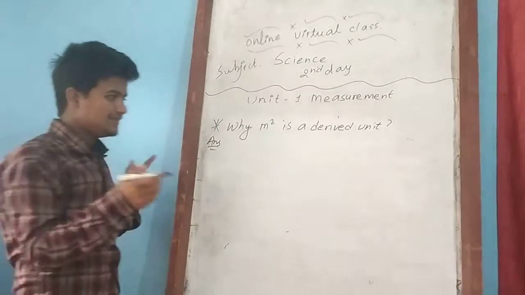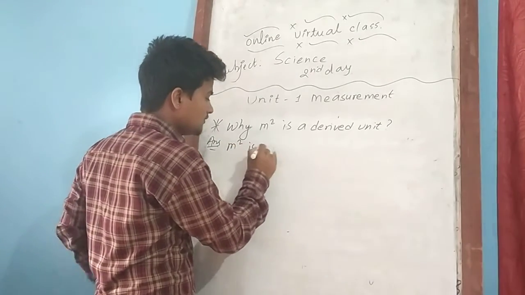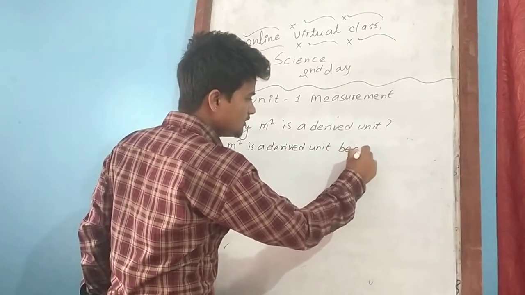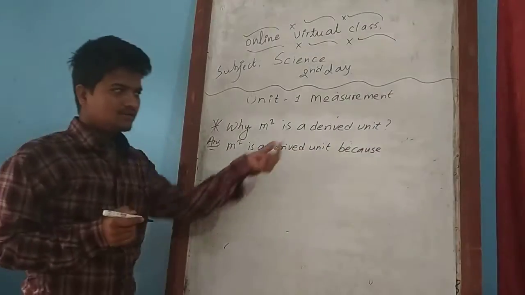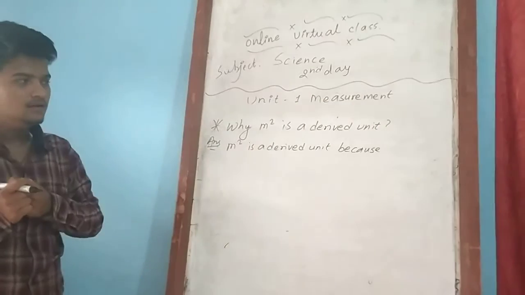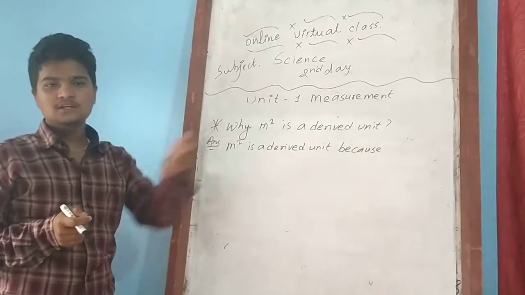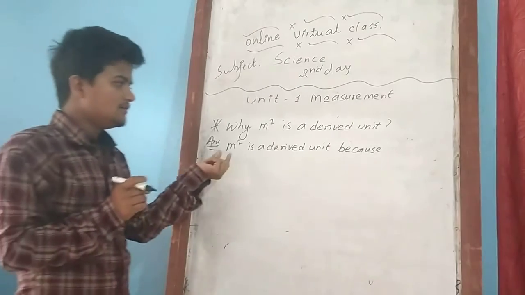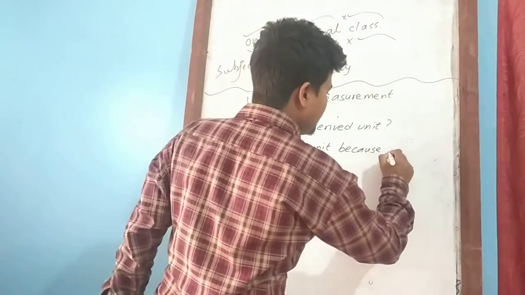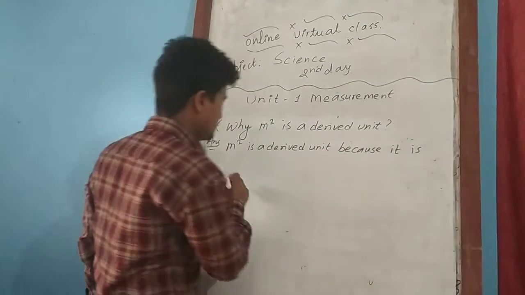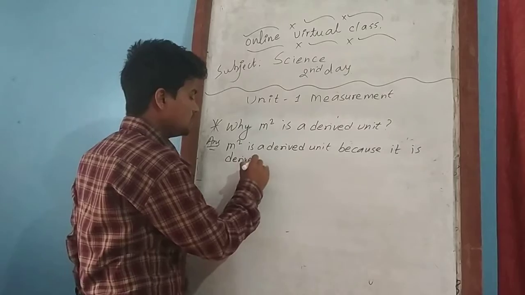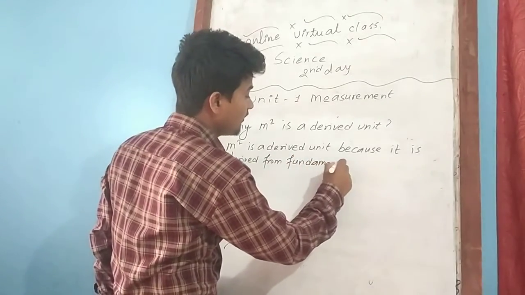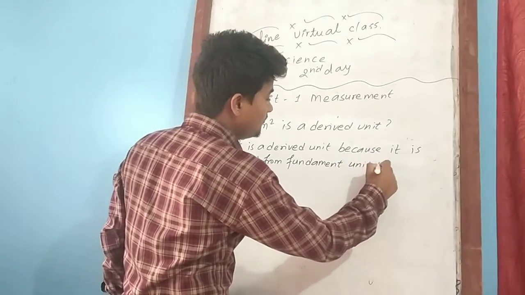Meter square is a derived unit because it is derived from fundamental units of measure.